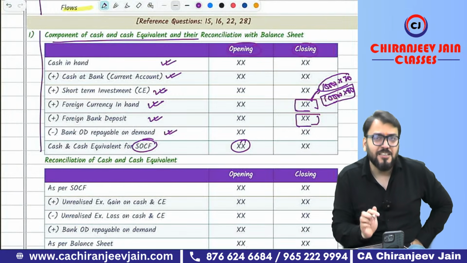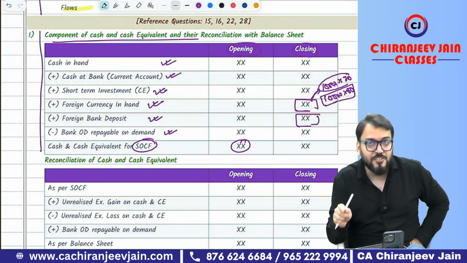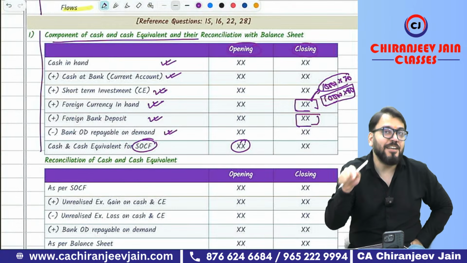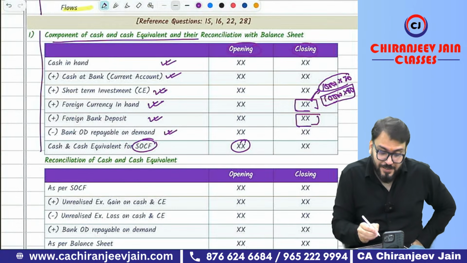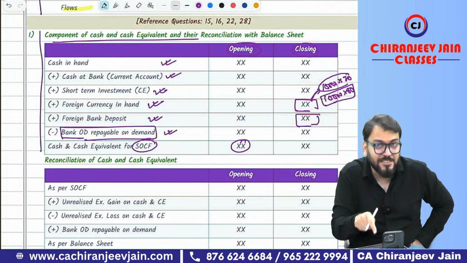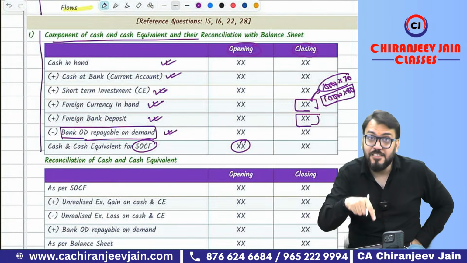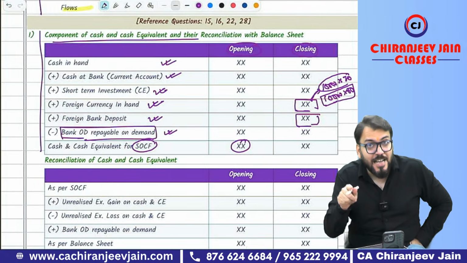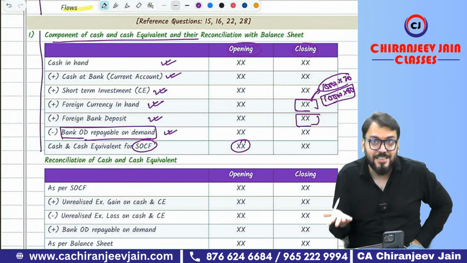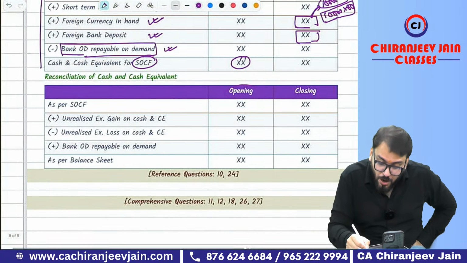And because of this reason, cash and cash equivalent as per statement of cash flow and cash equivalent as per balance sheet will not tally. Therefore, Ind AS 7 requires reconciliation between them. Similarly, bank overdraft repayable on demand is deducted in cash flow, but in balance sheet it will be shown in current liability. This is also one of the reasons that they will not tally. Therefore, reconciliation is required. So how to do the reconciliation?